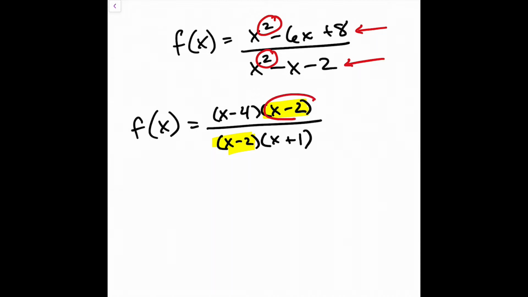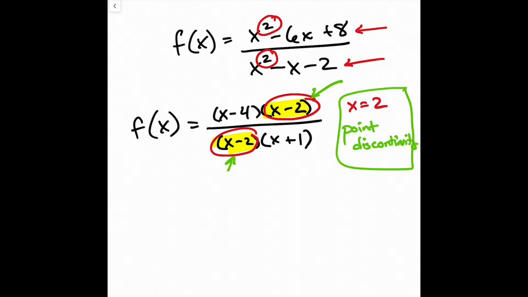But I do have terms that are the same. So that means the number I don't want this to be is 2, right? Because 2 minus 2 is going to give me 0. And that means 0 times whatever this is going to be 0, and I don't want that. So, because this one and this one are the same, I'm not going to have oblique, but I'm going to have point discontinuity. Right? So at 2, I will have a point discontinuity.